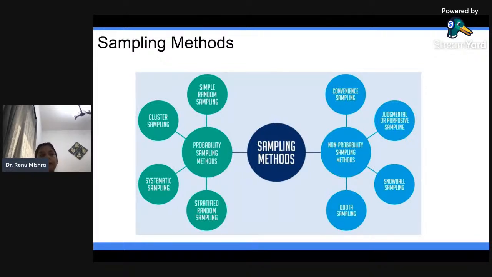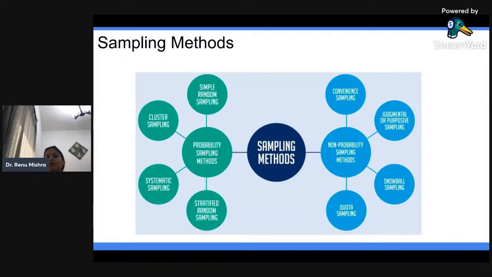In simple random sampling, you choose the respondents randomly. In cluster sampling, you first divide your population into clusters, groups with similar characteristics, and then you choose out of them. Systematic sampling is like choosing every fourth person, irrespective of whosoever the respondent is. That is systematic, a pattern I'm following. In stratified random sampling, you create strata, and then out of them you choose randomly.